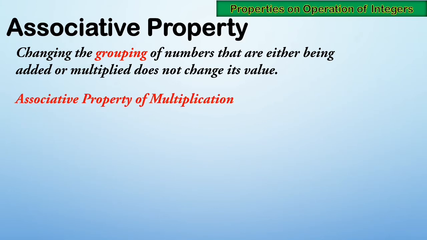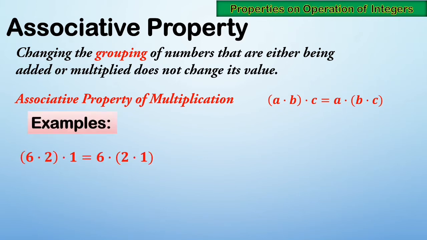Okay, how about in the associative property of multiplication? Okay, A times B times C is equal to A times B times C. Ang nakagrupo ay si A at saka si B. Dito sa kabila naman, ang nakagrupo ay si B at saka si C. Example, 6 times 2 times 1 is equal to 6 times 2 times 1. Ang nakagrupo ay si 6 at saka si 2. Sa kabila, ang nakagrupo ay si 2 at saka si 1.